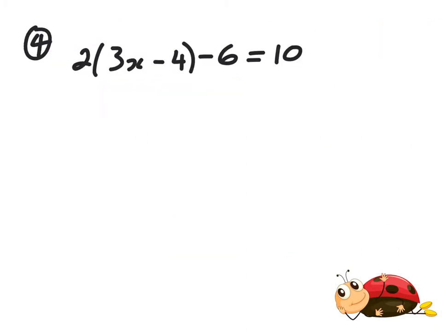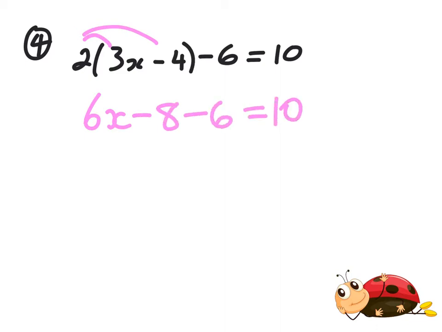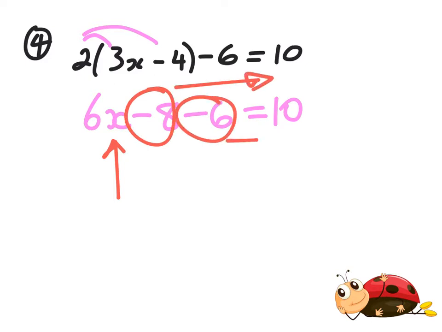Question 4, solve the equation. So let's remove the bracket first of all. 2 times 3 is 6x, 2 times 4 is 8, take away 6 equals 10. You need to work out what x is, so that means the 8 is going to go over, the 6 is going to go over, you'll be left with 6x equals, so that will allow you to work out what x is.